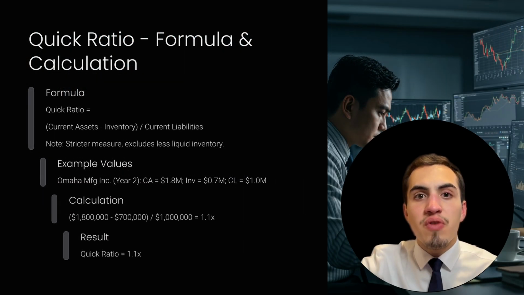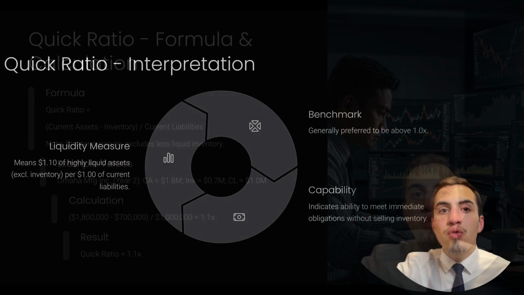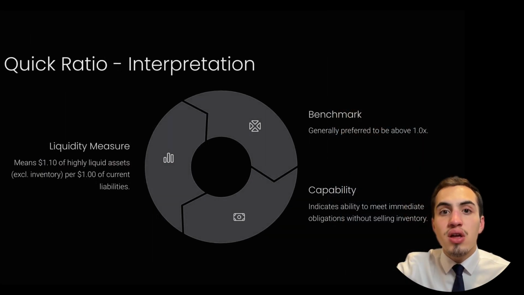The quick ratio provides a stricter liquidity view. As shown, its formula subtracts inventory from current assets before dividing by current liabilities, because inventory can be harder to convert to cash quickly. A ratio above 1x is generally preferred, suggesting the company can meet its immediate obligations even without relying on inventory sales.